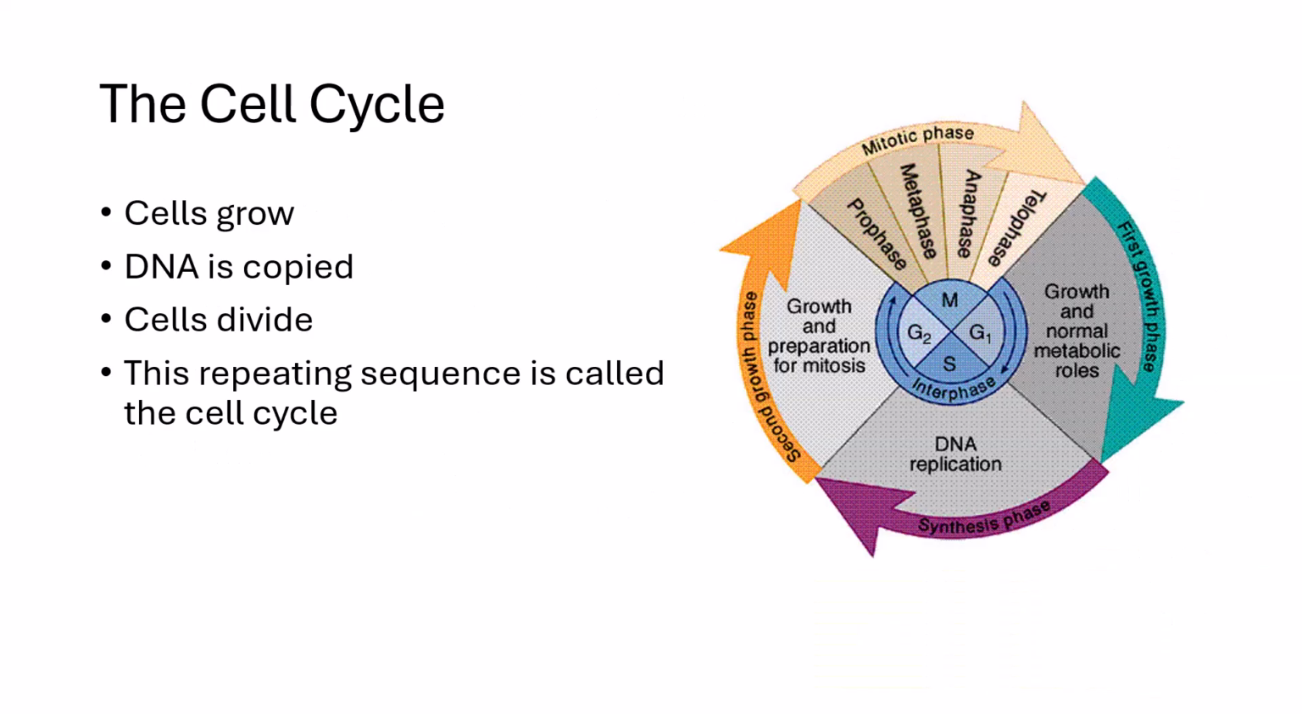All living cells go through a repeating life cycle called the cell cycle. It begins when a new cell is formed and ends when that cell divides to make new cells. During the cycle, the cell grows, copies its DNA, and then divides. This process is continuous in tissues that are growing or repairing themselves.